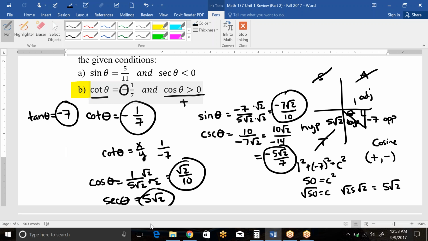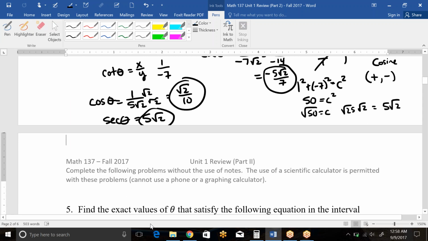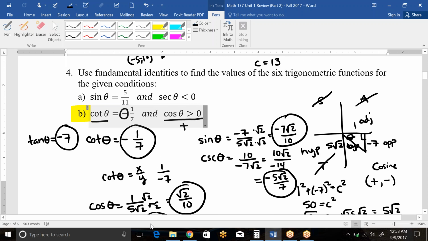So that's how you find all your trig ratios when you're given one fraction and a sign, which you do also know sign about, because this tells you if it's positive or negative just by what kind of fraction you have. But then you're also given a second sign informational thing to help you pick the right quadrant.